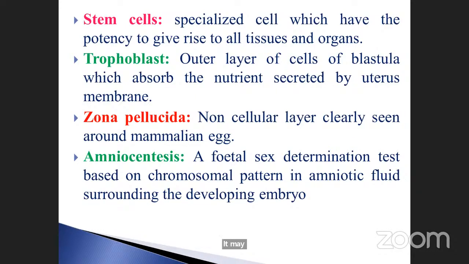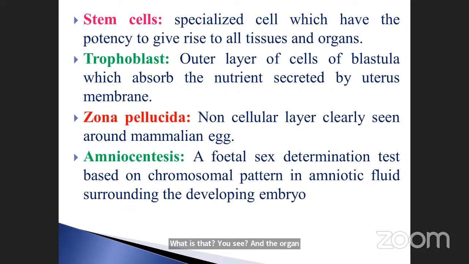Particularly, stem cells are exactly isolated from the parent. During the time of delivery, the stem cells are collected and stored in the stem cell bank. Suppose you are suffering from some difficulties, we can use the stem cells for tissue and organ development. That is very, very important.